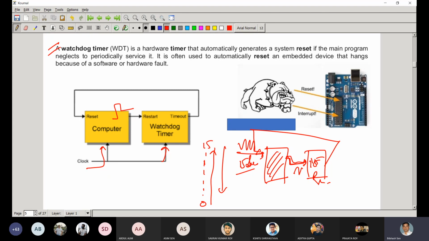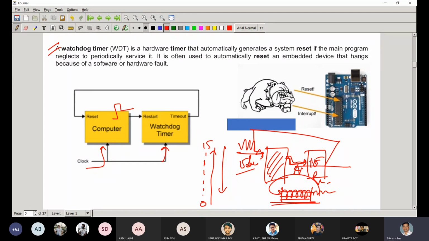So the watchdog timer will notice the occurrence of the continuous event. If 15 seconds pass and the signal does not come out, it will think that the system has hung, so it will reset the system. That is very important in our embedded system. That's why I mentioned a watchdog timer is a hardware timer that automatically generates a system reset if the main program neglects to periodically service it. It is often used to automatically reset an embedded device that hangs because of a software or hardware fault.